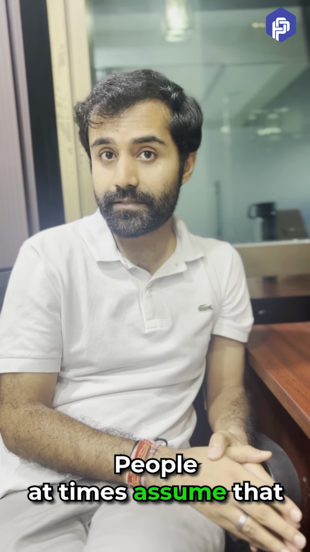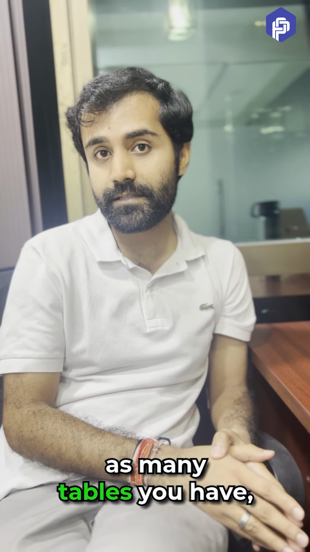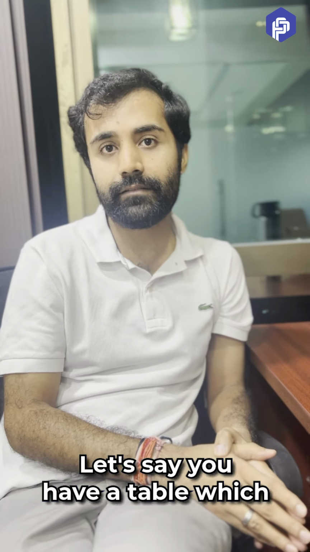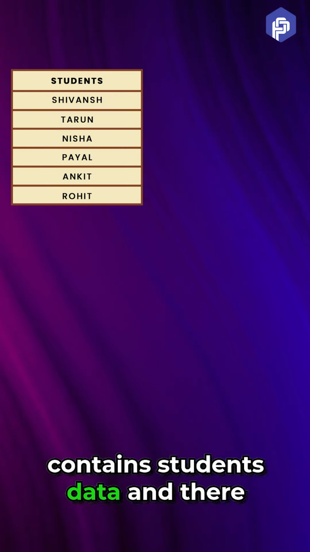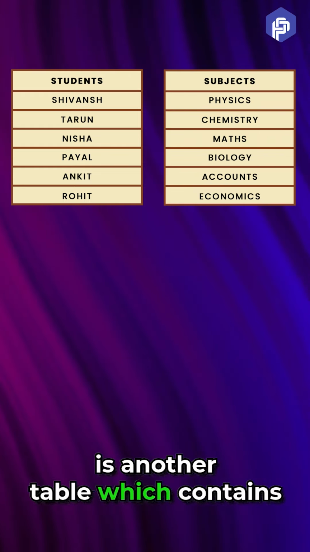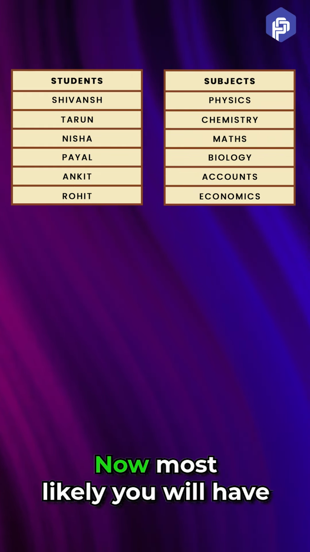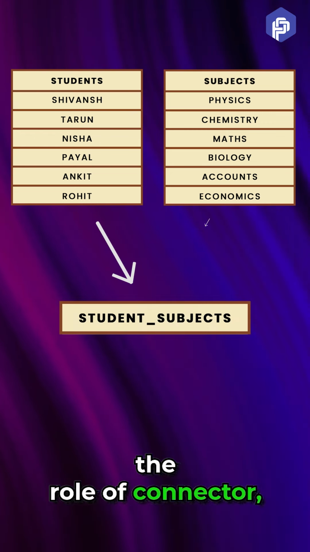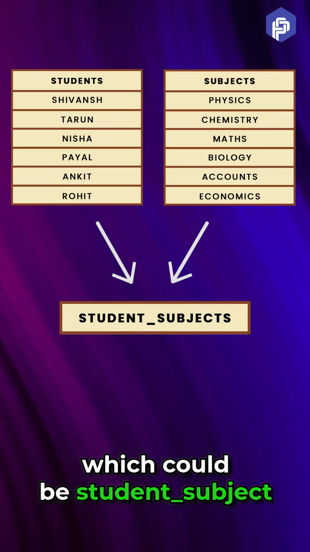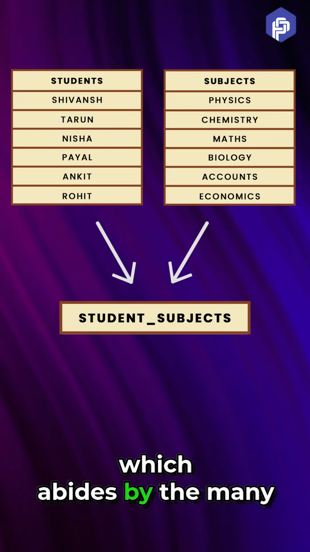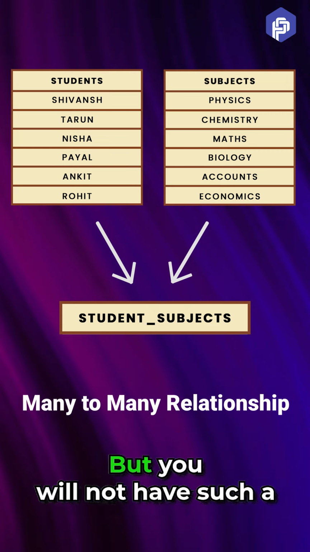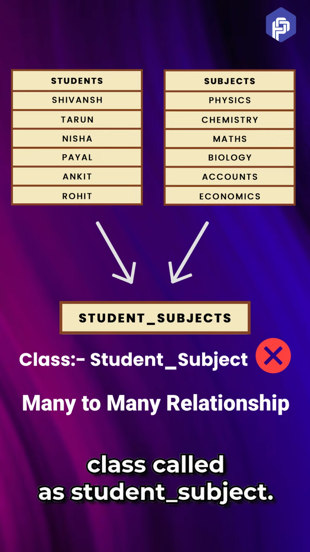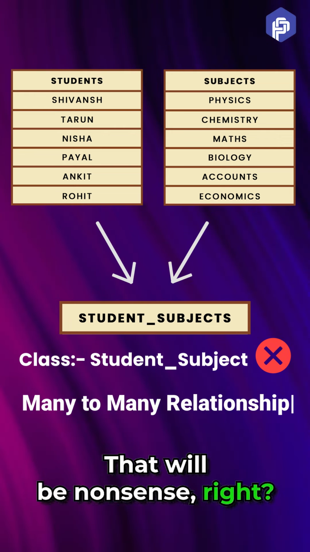People at times assume that as many tables as you have, that many classes you will have. That's not true. Let's say you have a table which contains students' data, and there is another table which contains subjects' data. Now, most likely you will have another table which plays the role of connector, which could be student underscore subject, which abides by the many-to-many relationship. But you will not have such a class called student underscore subject. That will be nonsense, right?